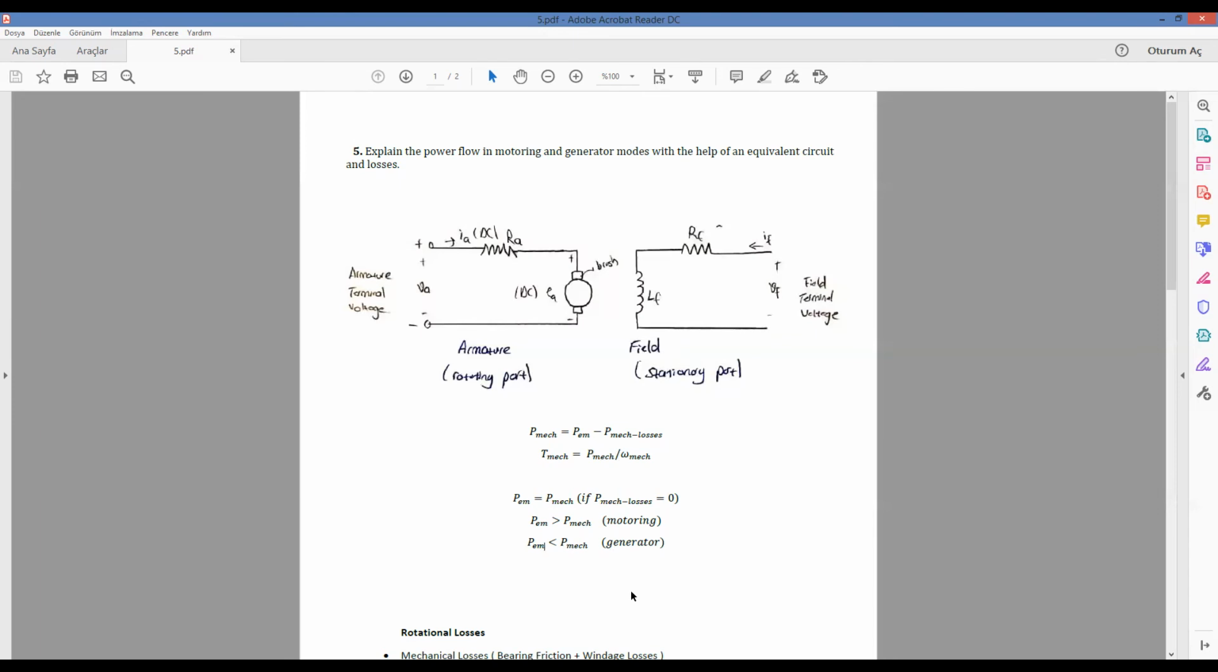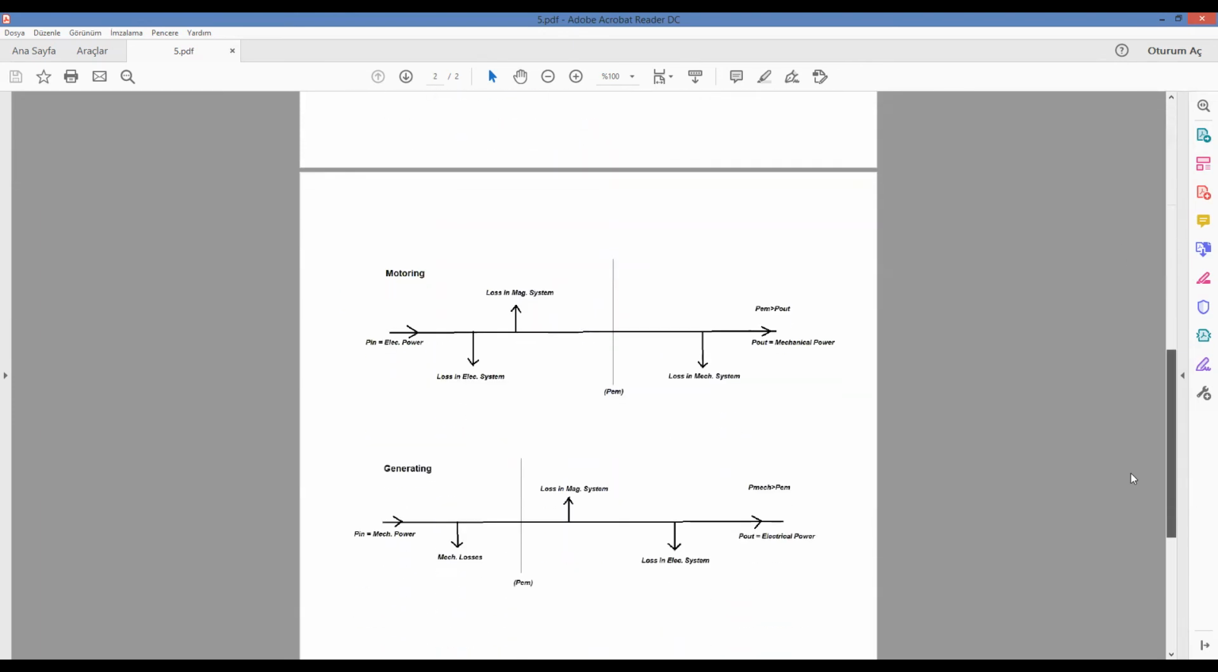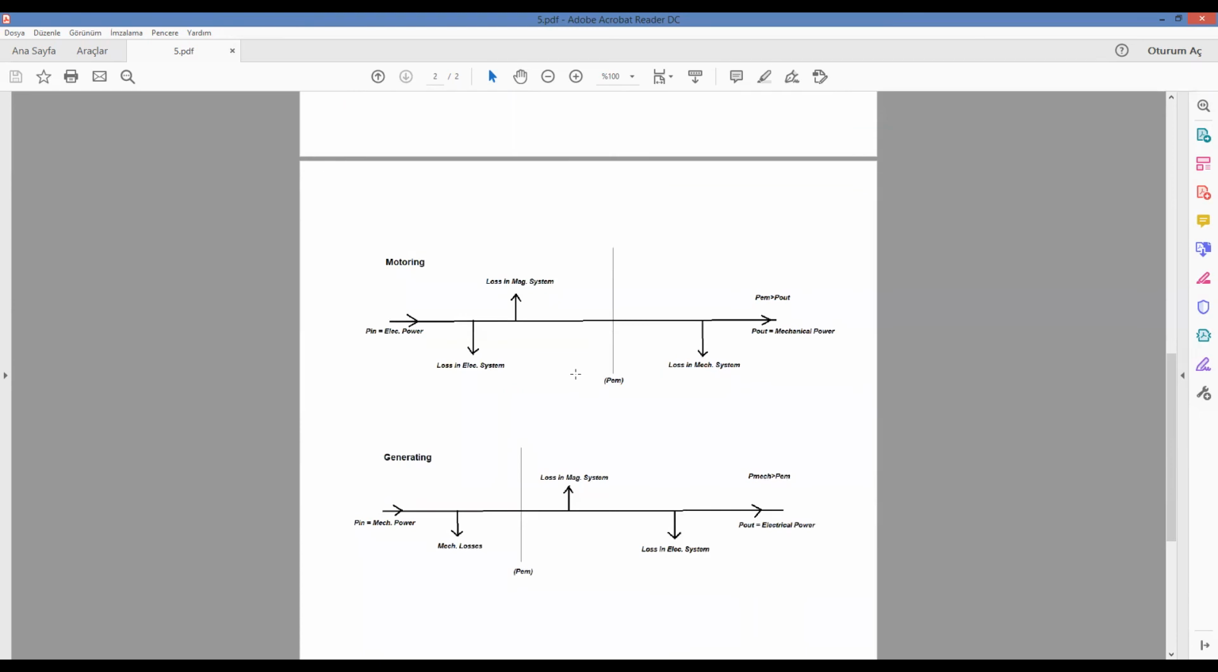If we look at the motoring mode, our power input is electrical power. Because of the current passing through the system, some copper losses or electrical losses and magnetic losses due to rotation happen. As a result of these losses, electromagnetic power is converted to mechanical power by subtracting the mechanical losses in the system.